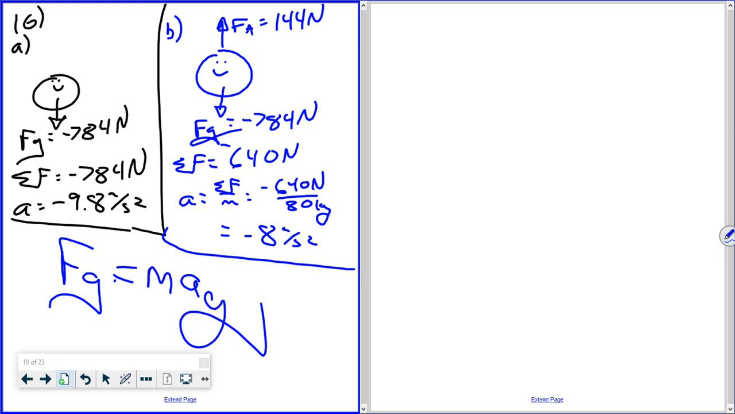So now I'm confused then. This is less than this, though. How can we be moving faster over here? What's the significance of the fact that the 8 is smaller than the 9.8? It's not telling us that we're moving slower. It's telling us that we're accelerating more slowly. We're gaining speed more gradually.